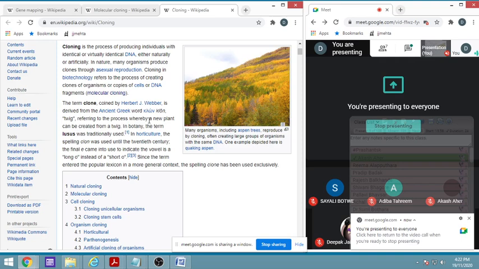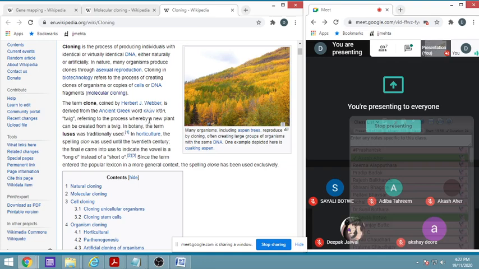In nature, many organisms produce clones through asexual reproduction. For example, bacteria divide and produce clones, meaning the daughter cells are the clones. In biotechnology, cloning is the process of creating clones of organisms or copies of cells or DNA fragments, which we call molecular cloning. If we just copy DNA fragments, that is also called cloning. So this term clone means copying.